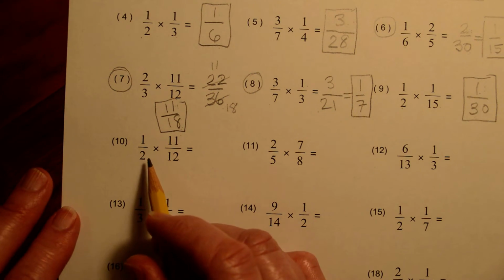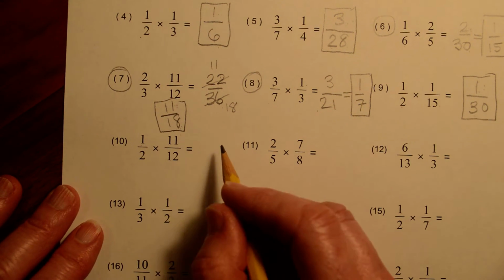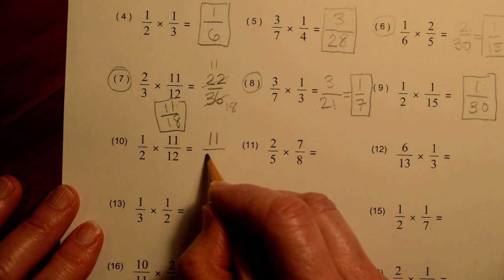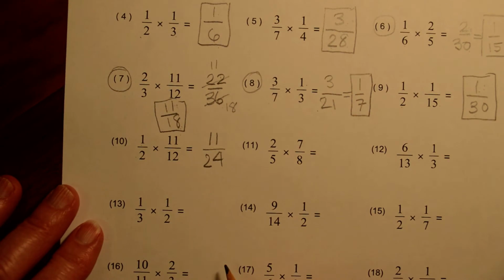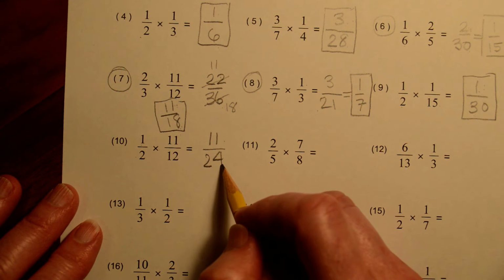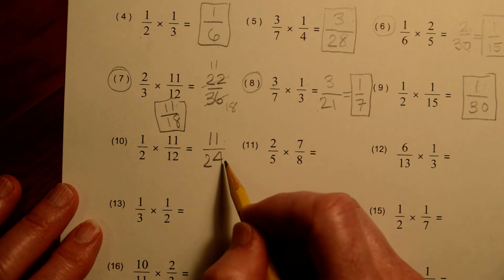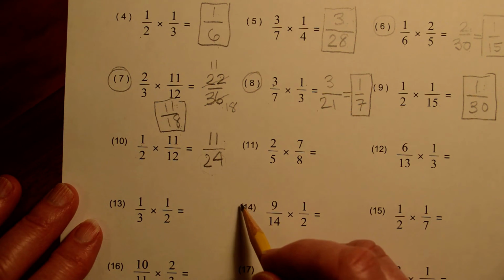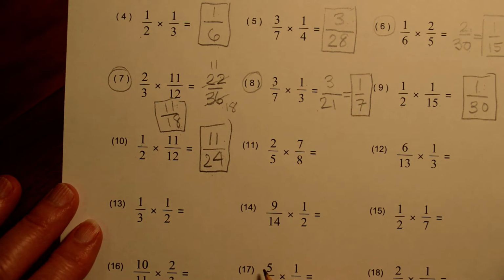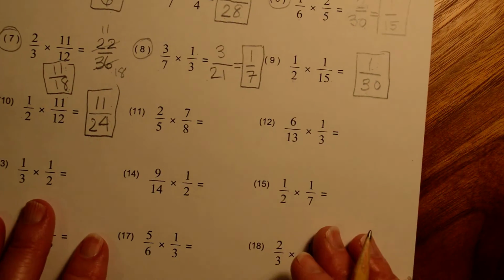Okay, and then number 10, 1 times 11 is 11. 2 times 12 is 24. Again, 11 is prime, so the only way that this fraction is going to reduce is if 24 also has a factor of 11 in it, which it doesn't. All right, I'm going to skip over 11 and go to 12.